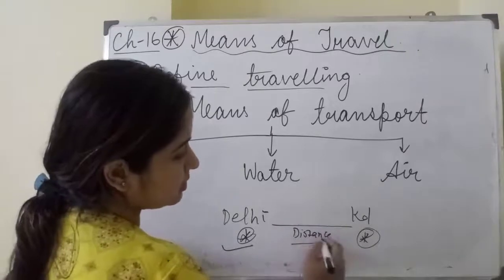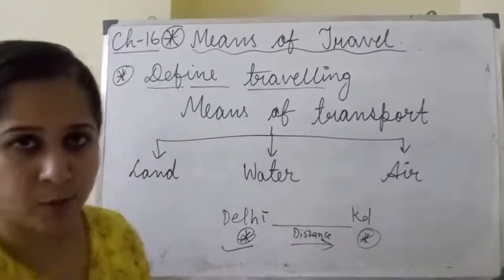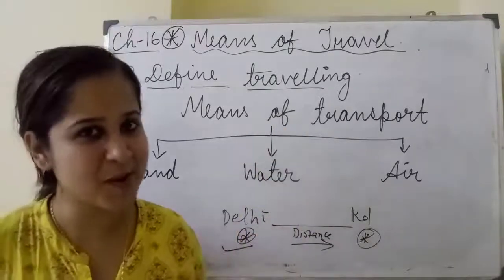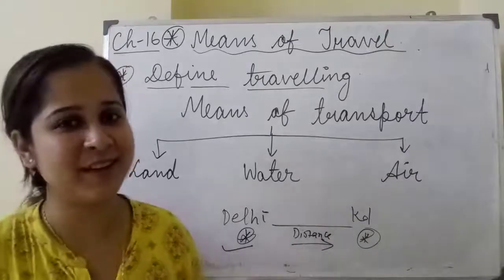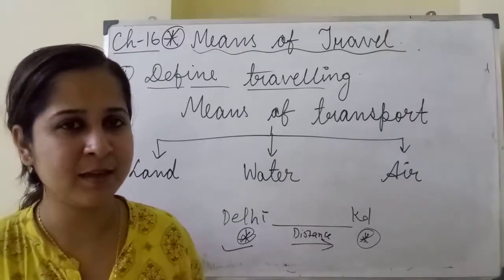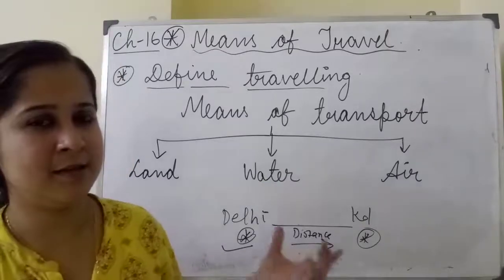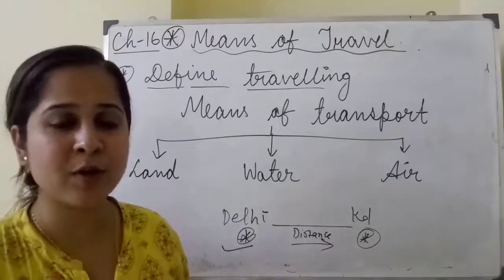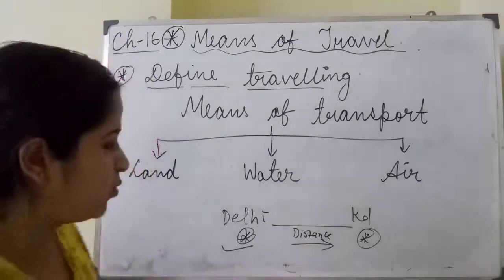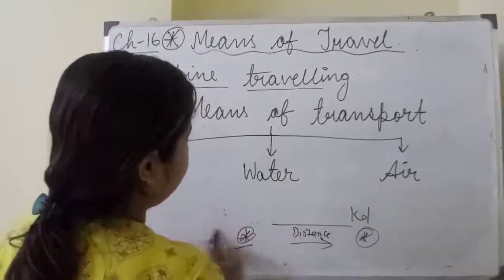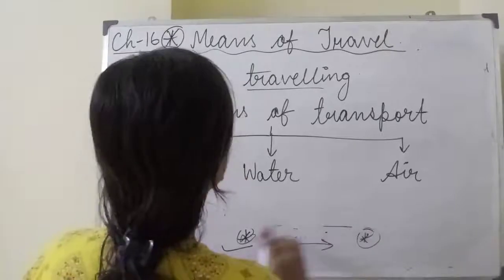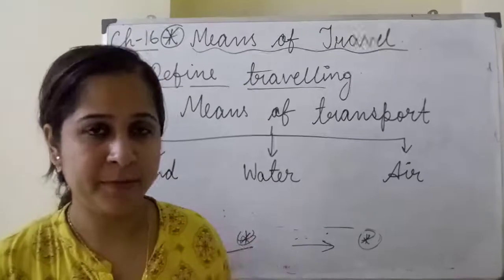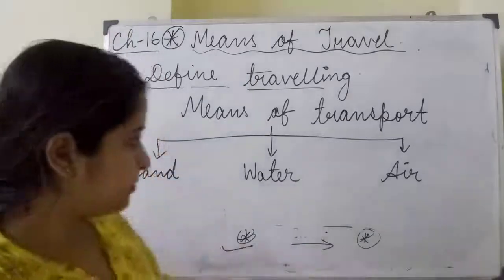Okay. So this distance is covered by a means of transport, maybe by train, maybe by an airplane, but at least not on foot. We cannot complete such a long journey, about 1500 something kilometers, on foot. That is next to impossible. Why should we do it, because we have so many means of transport. Fine. So you see that this is all about traveling. The word traveling means movement of people from one place to another place.